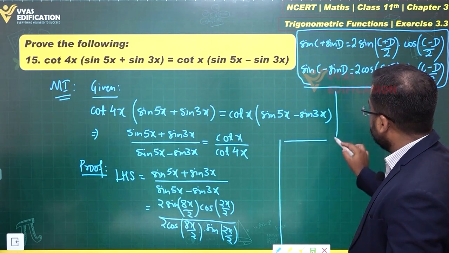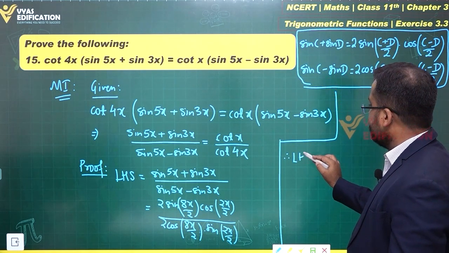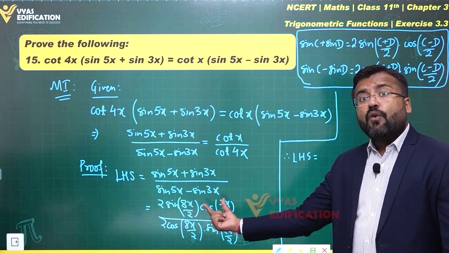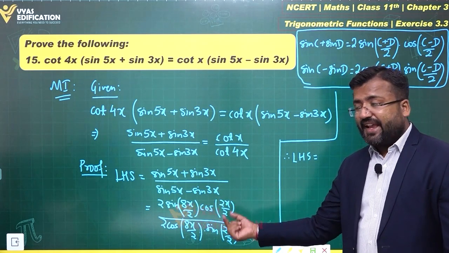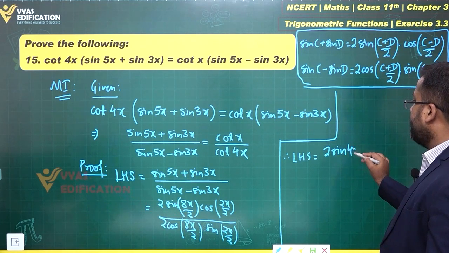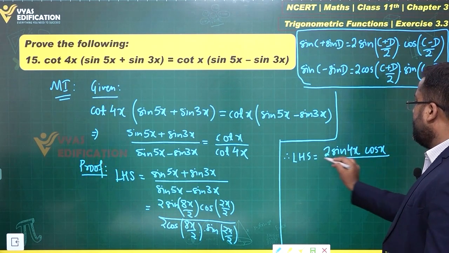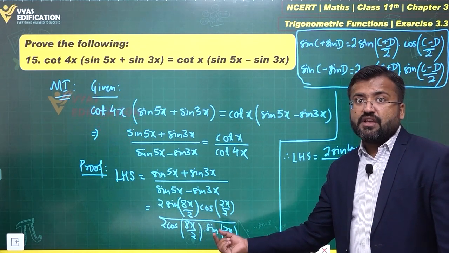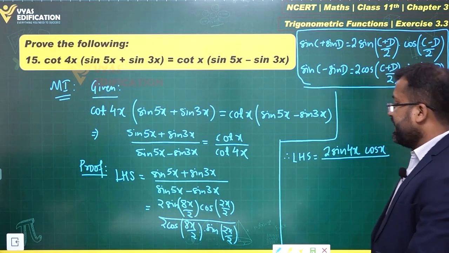Let's simplify this further. Therefore, LHS is equal to what? Let's take a look at the LHS. You have 2 sin 4x cos x in the numerator. What about the denominator? Do you observe? You have 2 cos (8x by 2), which is 4x, sin (2x by 2), which is sin x.